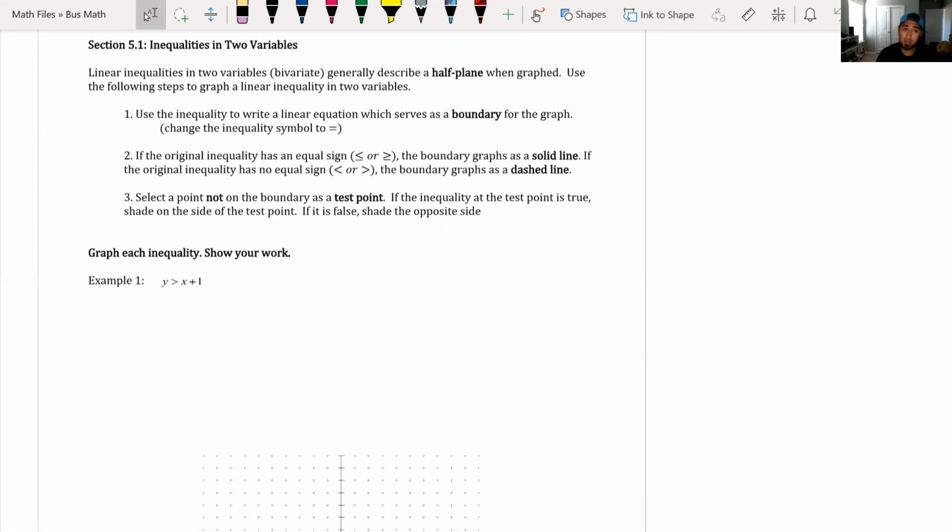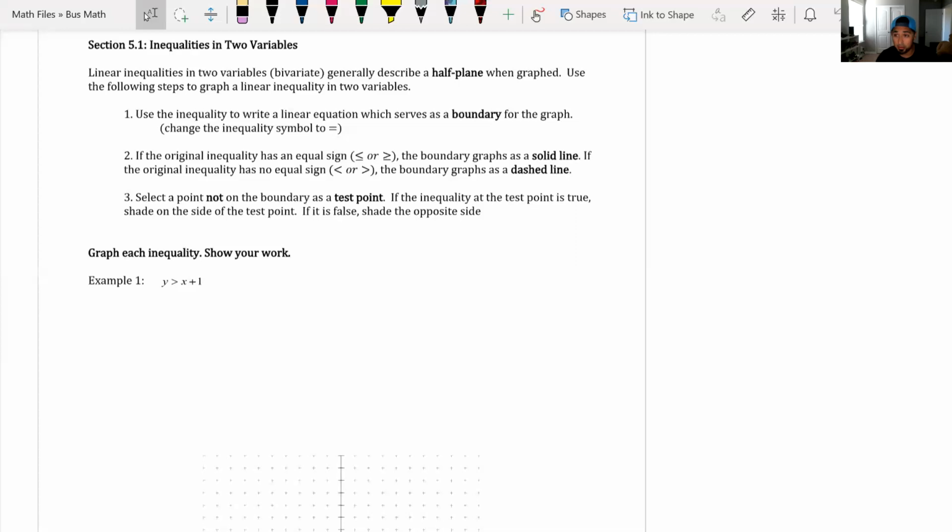Use the following steps to graph a linear inequality in two variables. 1, use the inequality to write a linear equation, which serves as a boundary for the graph. Means when we're about to graph it, let's change the inequality into an equal sign so we can solve for x and y intercepts and whatnot. 2, if the inequality sign had a less than or equal to or greater than or equal to, then the line will be solid. If the inequality is less than or greater than, the line will be dashed.